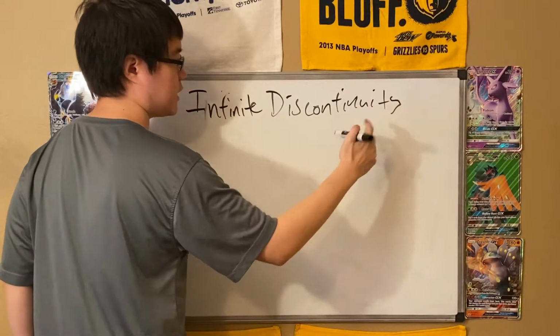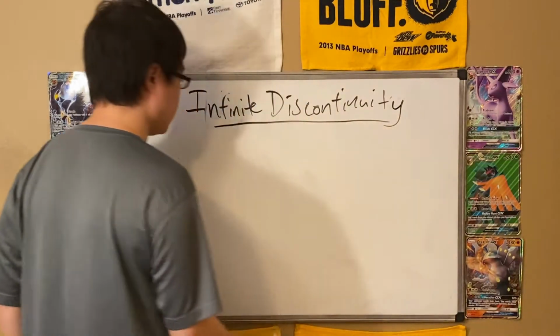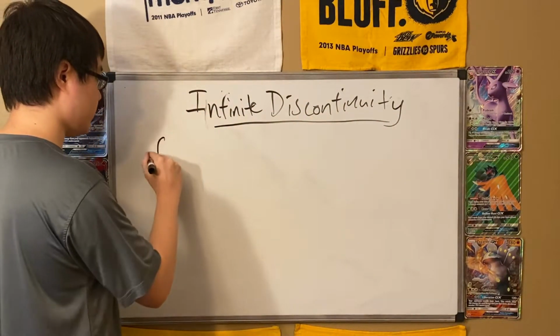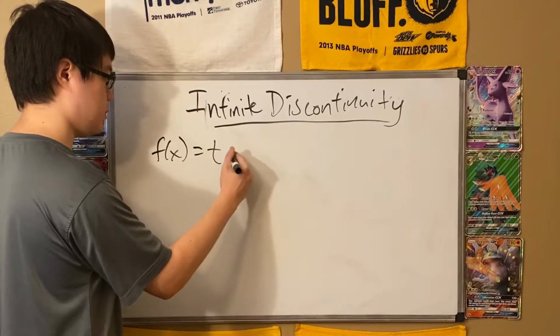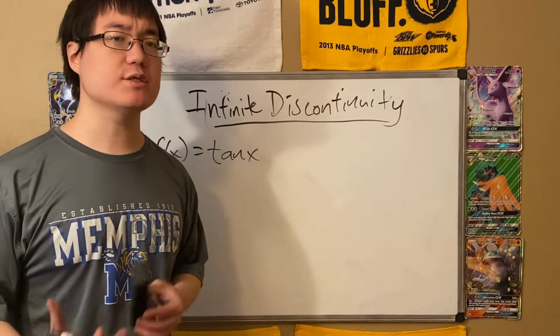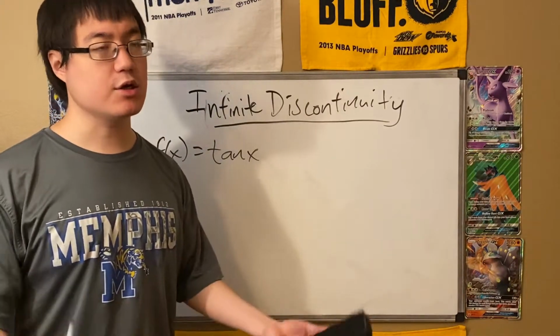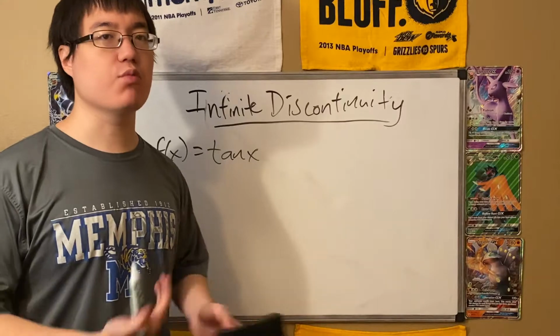So one of our main examples of infinite discontinuity is going to be tangent of x from our trigonometry days. So let's do f of x is equal to tangent of x. Certainly tangent of x is continuous at certain numbers. For example, if you plug in pi over 4, nothing crazy happens. You're just going to get tangent of pi over 4, which is 1.